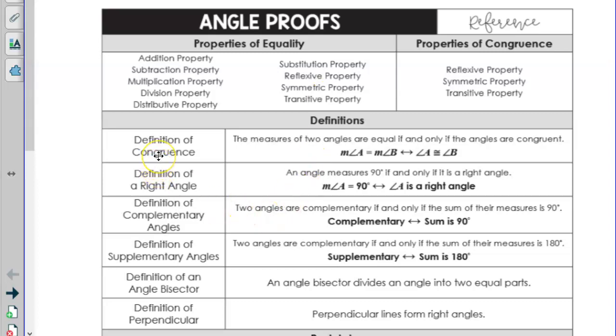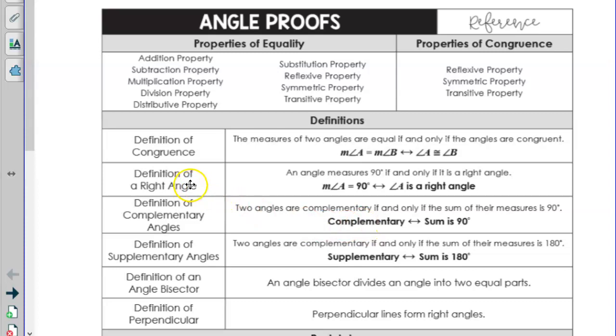We've talked about the definition of congruence when it came to segments. Now we can use it with angles. Do you see how they have measure of angle A equals measure of angle B? Angle A is congruent to angle B, with an arrow going in both directions. Everybody see that? Okay. That's an if and only if statement, meaning you can switch these two. So I could tell you that the angles are equal and you would know they're congruent, or I could tell you that they're congruent and you would know that they're equal. It just means you can flip-flop the if and the then, and it's called an if and only if statement.